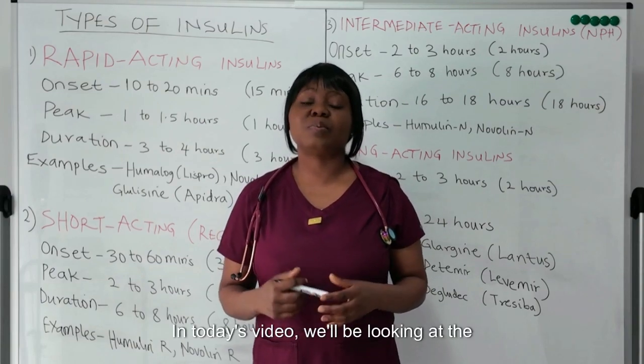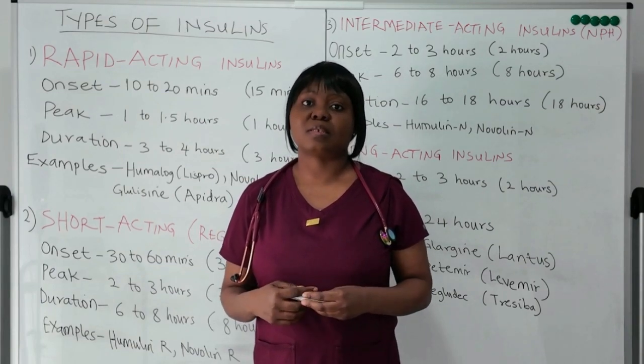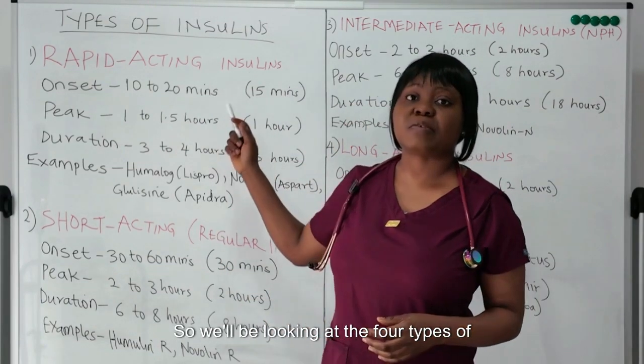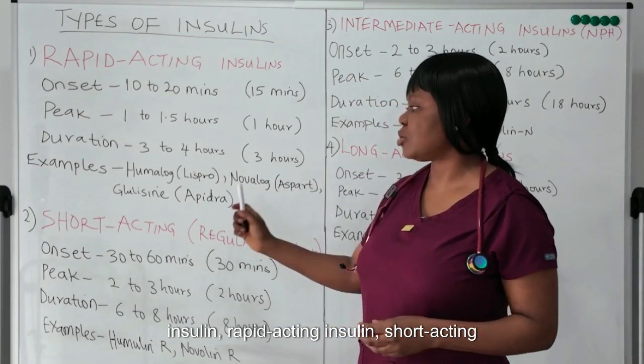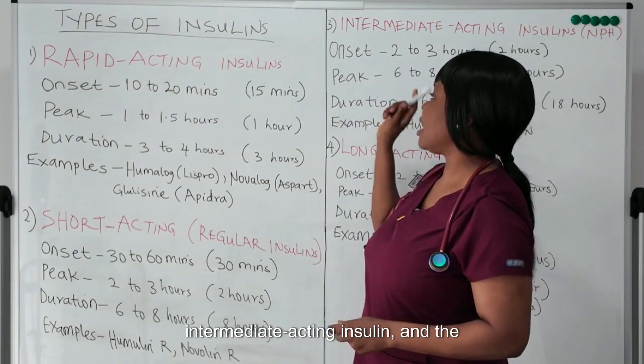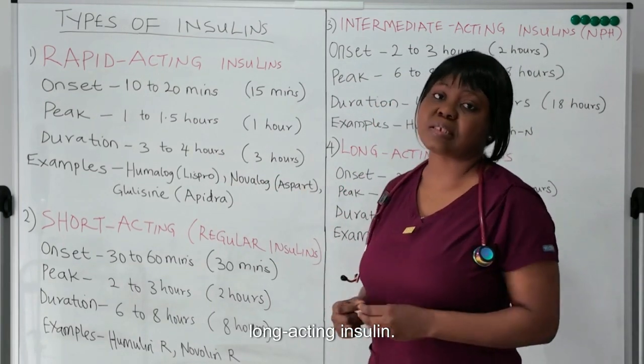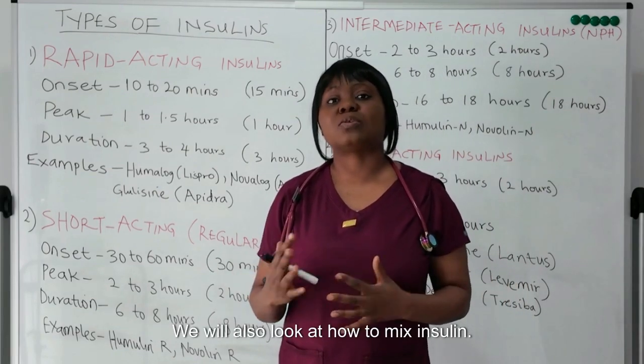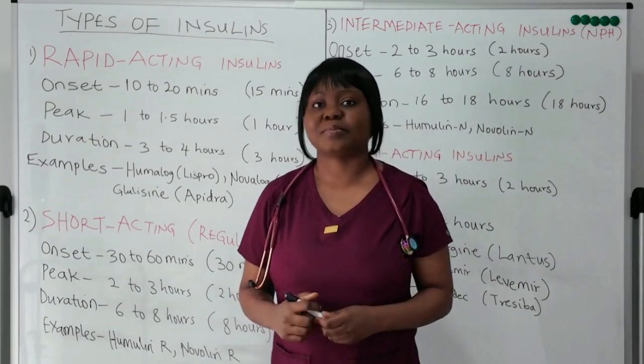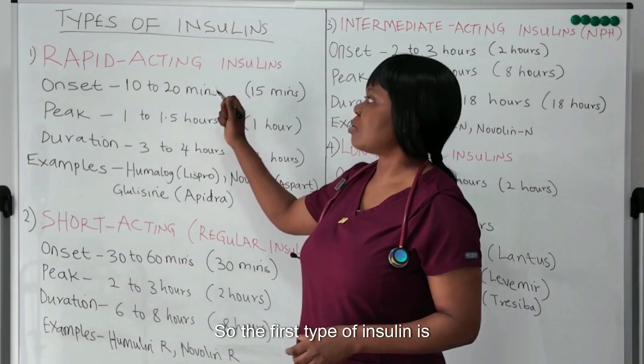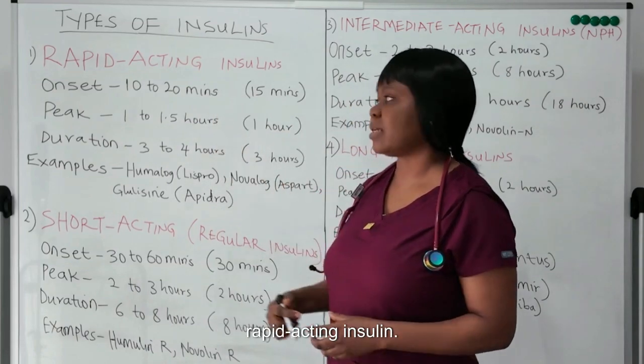In today's video, we'll be looking at the types of insulin. So we'll be looking at the 4 types of insulin: rapid-acting insulin, short-acting insulin, intermediate-acting insulin, and the long-acting insulin. We'll also look at how to mix insulin. So let's begin. The first type of insulin is rapid-acting insulin.